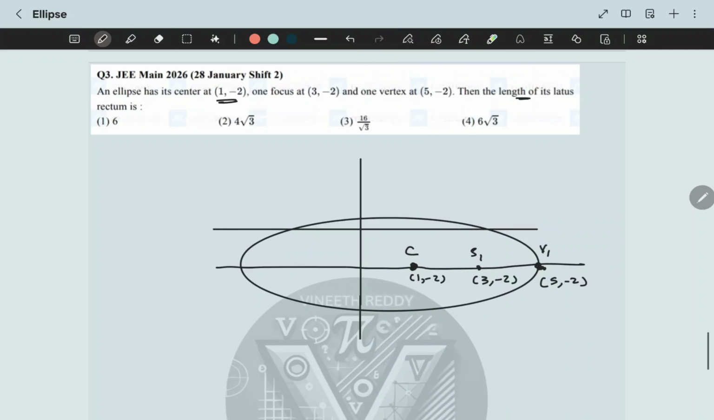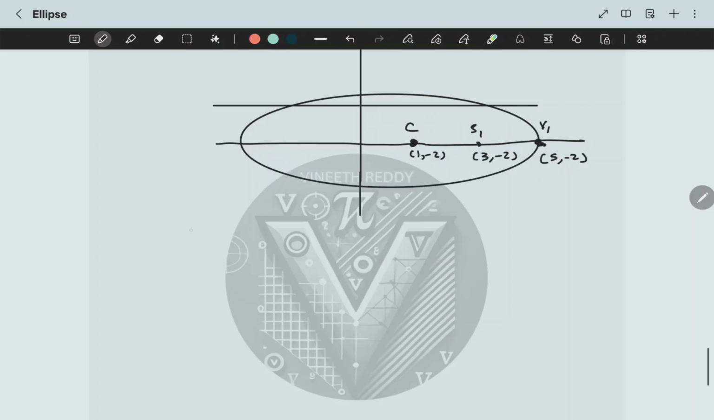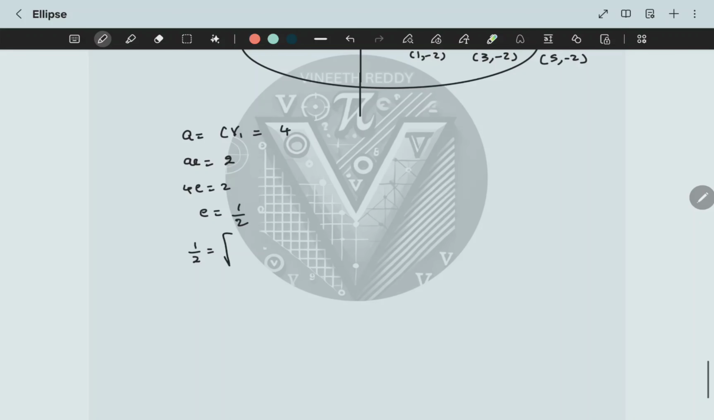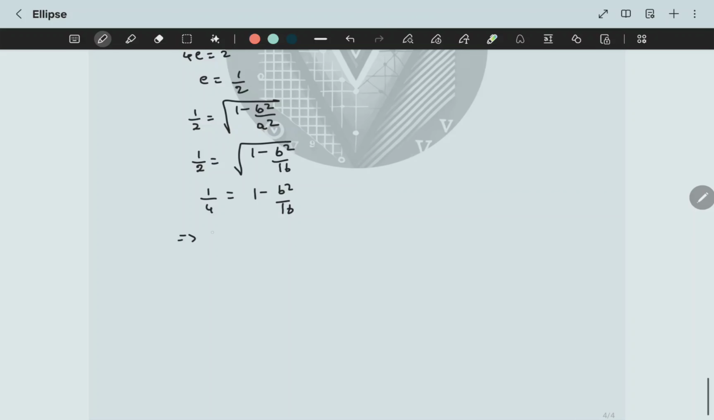The length of latus rectum in this case will be 2b square by a. We just have to find a and b. So what is a? a is the distance of the vertex from the center, that should be 5 minus 1, it is 4. And ae equals the distance of the focus from the center, that should be 3 minus 1, which is 2. So 4 into e is equal to 2, that means e is equal to 1 by 2, and 1 by 2 will be equal to under root of 1 minus b square divided by a square. So 1 minus b square divided by 16, squaring on both sides, we get 1 minus b square by 16 is equal to 1 by 4. So we can write b square divided by 16 is 1 minus 1 by 4, which is 3 by 4. Therefore b square will be 3 divided by 4 into 16, and b square is equal to 12.